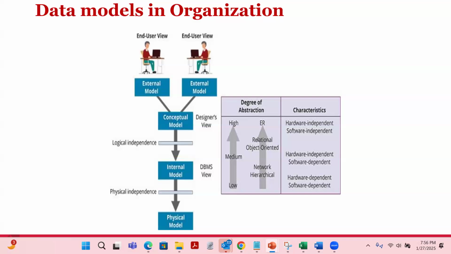Down lower, we have a conceptual data model that has a little lower level of data abstraction. The conceptual data model needs to know a little more about the actual database, but still, it's a very high level of abstraction. And going down, we have the degree of abstraction lower and lower, up until we get to the physical model, which is the lowest degree of data abstraction.